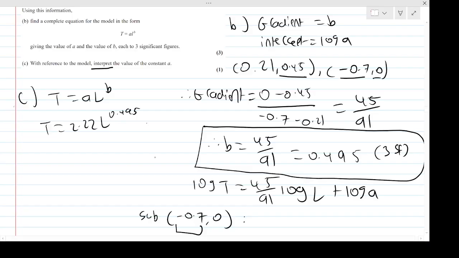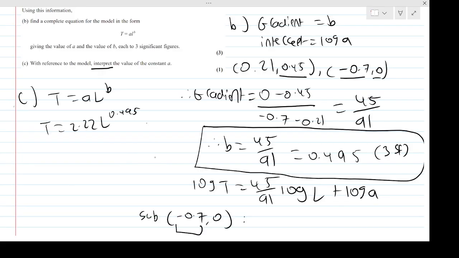Now, what A doesn't mean in this case is the initial value. It's not when, say, L equals 0, right? If you set L to 0, then T would be 2.22, lots of 0 to the 0.495. Well, we're multiplying by 0, so T goes to 0. That tells me nothing, right? So what A does not mean here, 2.22, is the initial time. That's not the initial value. So it's quite a trip up, this question.